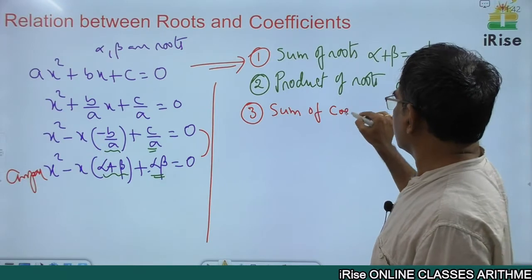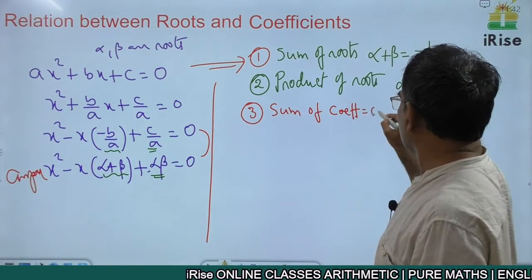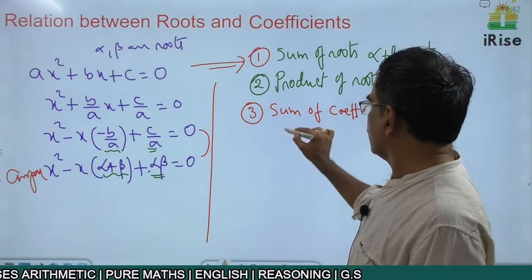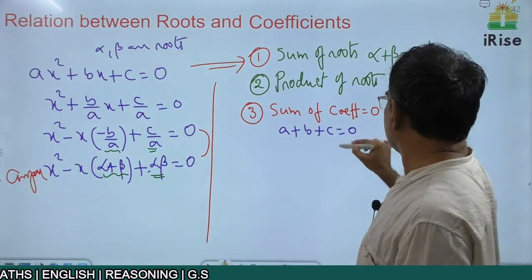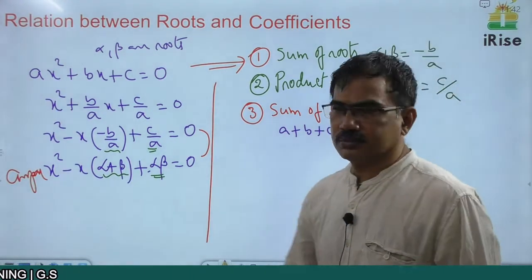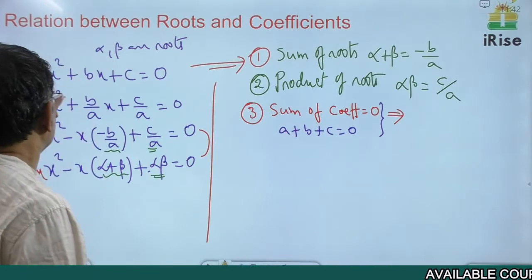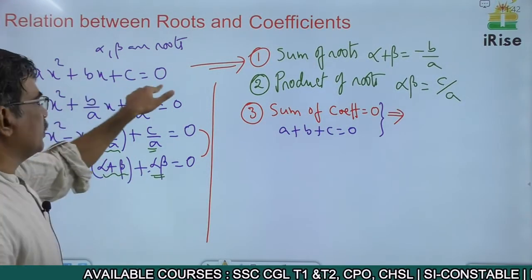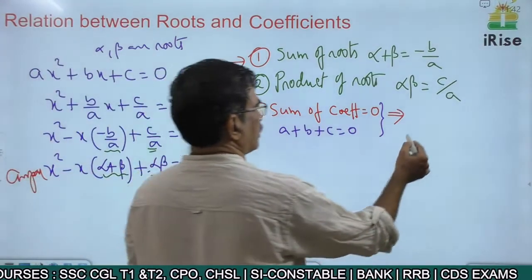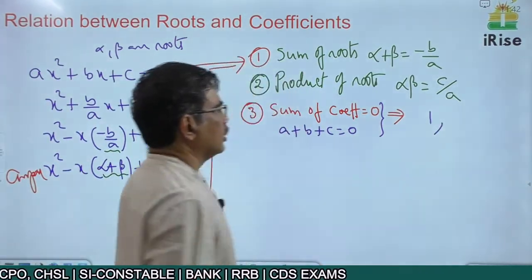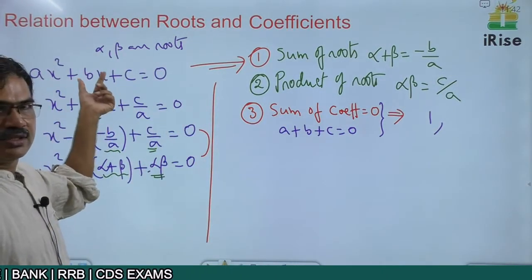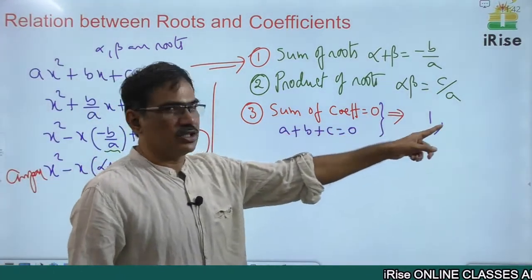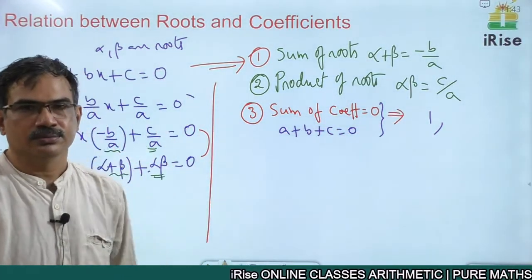If the sum of coefficients is equal to 0, then what is the meaning of this? Sum of the coefficients means a plus b plus c is equal to 0. See here, when a plus b plus c is 0, if you put x is equal to 1, a plus b plus c is 0. So we say that 1 is a root of this equation. If you put x is equal to 1, then we get a plus b plus c is equal to 0. Therefore, if the sum of coefficients is equal to 0, 1 is a root.